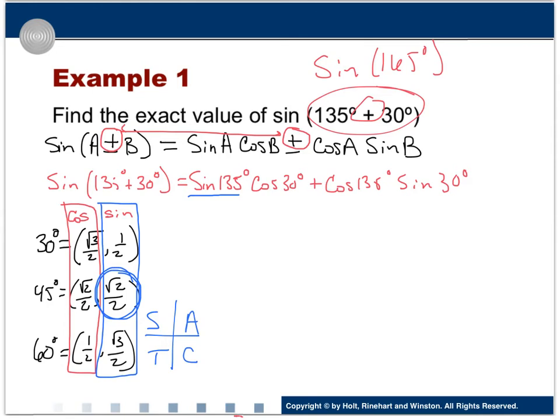So that means sine of 135, 45-degree reference angle. I go to my little table here. I go sine is y, root 2 over 2. Sine's positive in the second quadrant. So this guy is root 2 over 2.